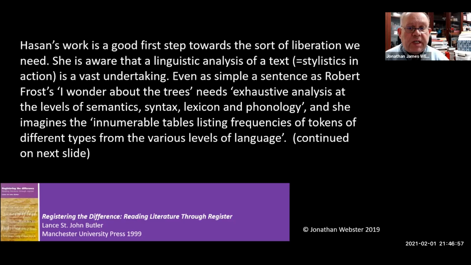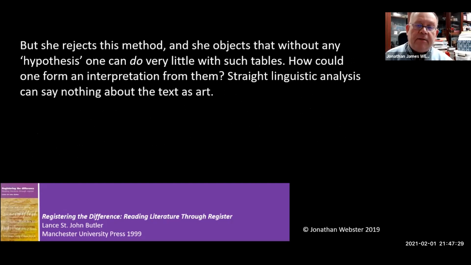Hassan's work is a good first step towards the sort of liberation we need. She is aware that a linguistic analysis of a text, stylistics in action, is a vast undertaking. Even as simple a sentence as Robert Frost, I wonder about the trees, needs exhaustive analysis at the levels of semantics, syntax, lexicon, phonology. And she imagines the innumerable tables listing frequencies of tokens of different types from the various levels of language. But she rejects this method. And she objects that without any hypothesis, one can do very little with such tables. How could one form an interpretation from them? Straight linguistic analysis can say nothing about the text as art.